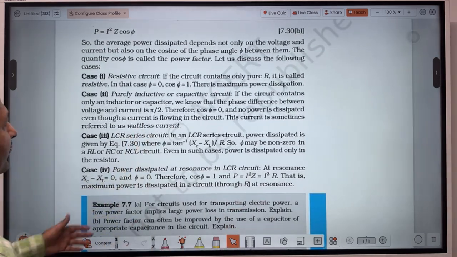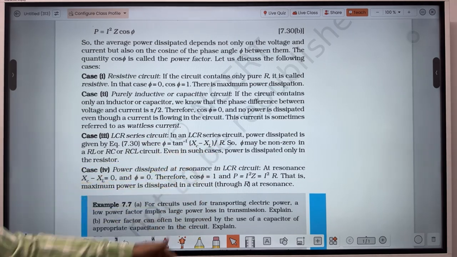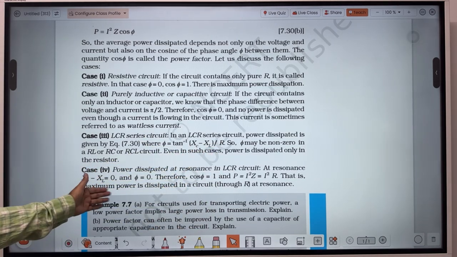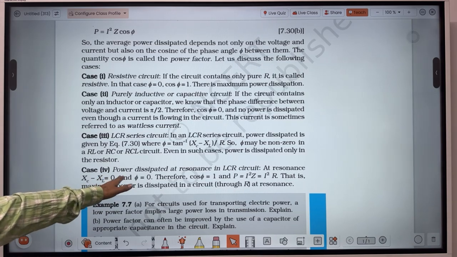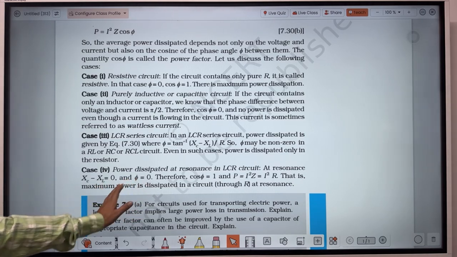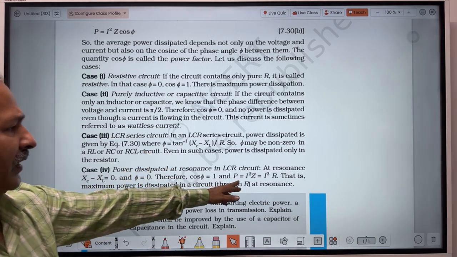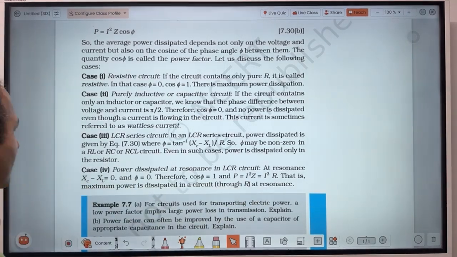And in the case of an LCR circuit, phi is tan inverse of (XC minus XL) divided by R. So we can assign some values. And the next case is power dissipated at resonance. In the case of resonance, what happens? XL minus XC becomes 0. Phi will not be there. So cos phi will have its maximum value. In that case, power will be I square Z or I square R.